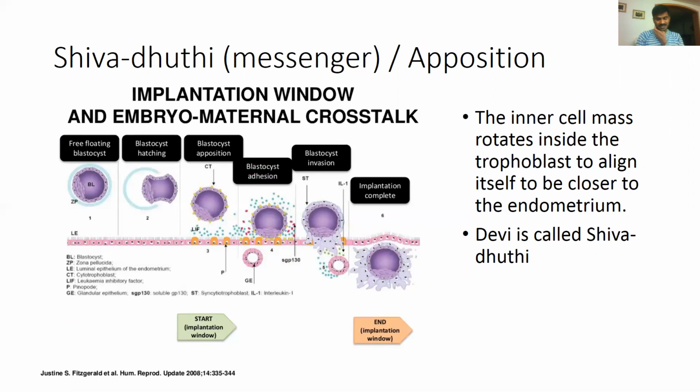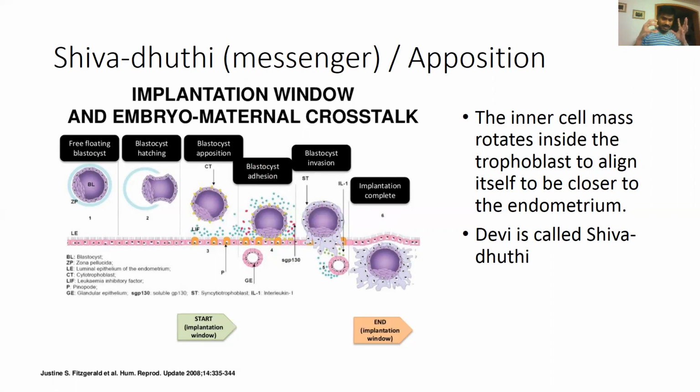So what really happens is, I want to explain this picture here. The blastocyst travels a long way, and before it embeds into the lining, these are the steps which happens. As you can see, the title of this picture, it's all taken from the internet. You can see the reference below. Implantation window and embryo maternal crosstalk. So this is a communication, a dialogue happening between the embryo and the endometrium lining or the mother.